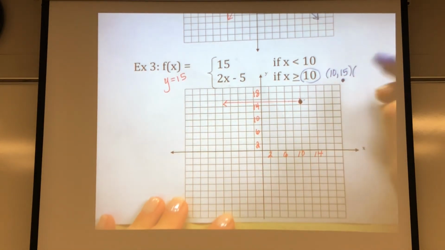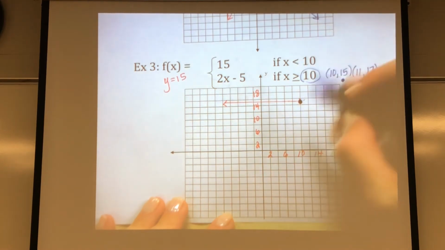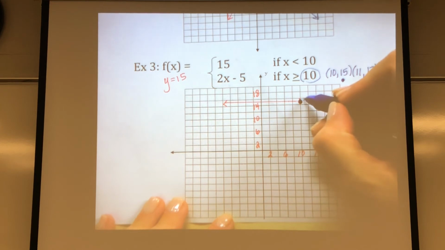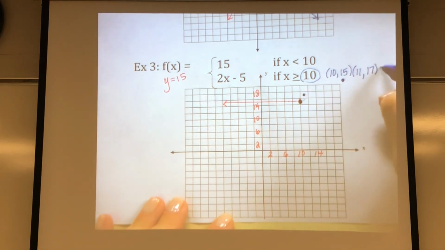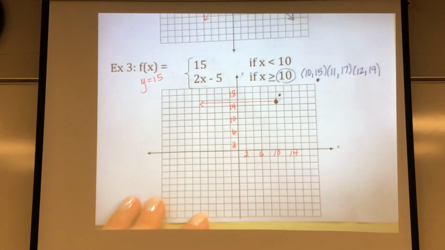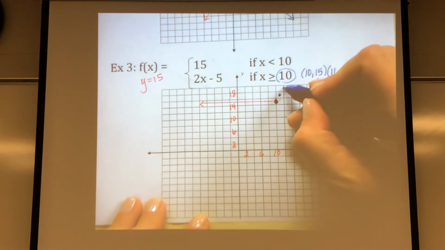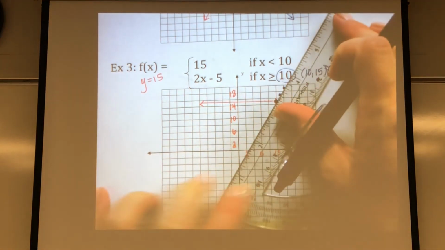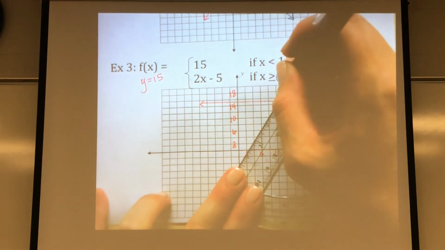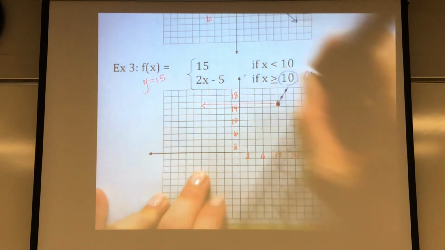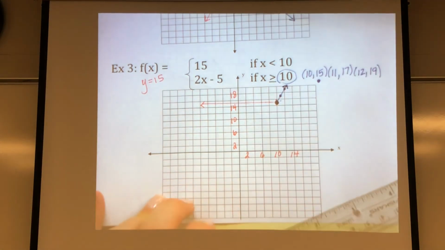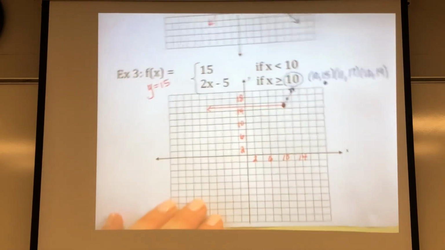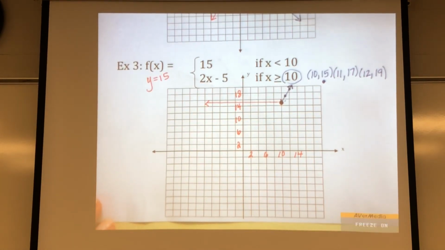We need a few more points here, so let's put 11 in. We need something greater than 10, so 11. It's gonna be 17. 2 times 11 minus 5. That's 17. And then how about we do 12, 19. So that one is heading up and off our graph. Still only in one direction though. Do make sure you include an arrow so we can tell which way it's heading. And that's how we graph a piecewise function.